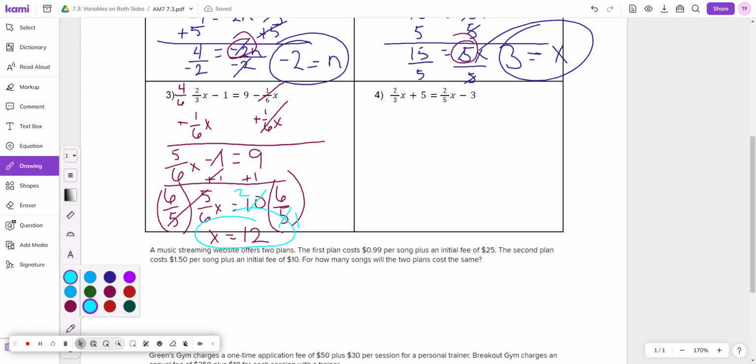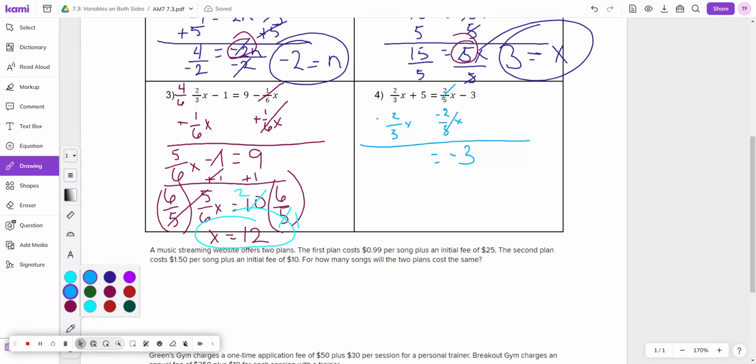But I'm going to just go ahead and walk through it. And I think I'm going to turn to blue. I like blue. All right. So let's see. I want to move the smaller of the two. So actually the smaller of the two would be the 2/5 x. So I'm going to subtract 2/5 x from both sides. Okay, that leaves me with nothing but -3 on the right.